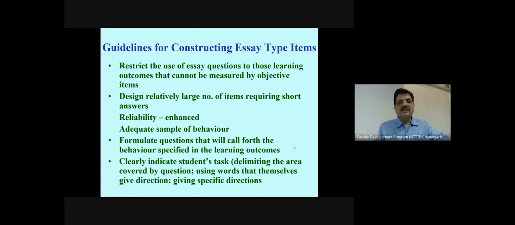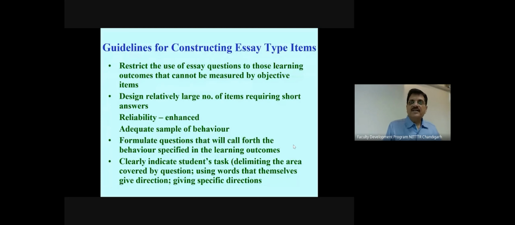Clearly indicate student task as completely and specifically as possible. Delimit the area of scope to be covered by the student in the statement of the question. जैसे मैंने बोला describe two situations. आपने बोला describe the advantages of lubricants, and there are various types of lubricants and there are a large number of advantages. You have to specify which type of lubricant and how many advantages. नंबर भी आप निश्चित करें, उससे क्या होगा, ऑब्जेक्टिविटी बढ़ेगी.